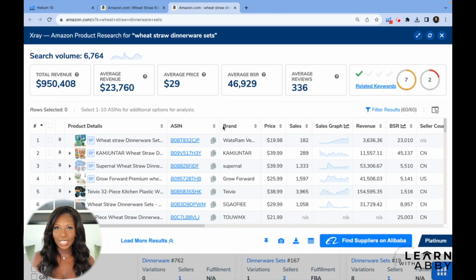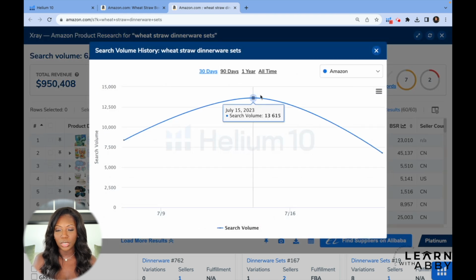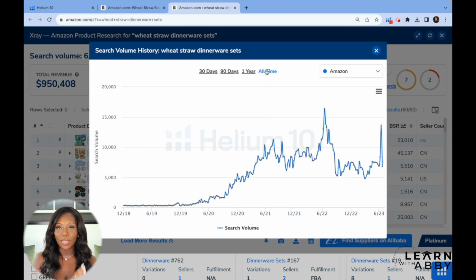We are looking specifically at the data for the keyword wheat straw dinnerware sets, and we can see that there is a very healthy search volume. We're at 6,764, which is great because it's not too high, it's not too low, it's a solid number. But what I want to do is look at the graph that shows us what the trends have been like for this keyword specifically. So I always like to go back and look at the all-time search volume so I can see how it has fluctuated over time.